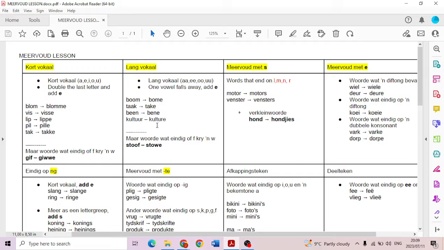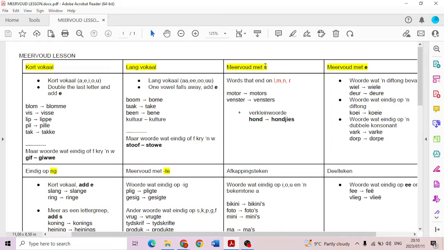In this rule, the same applies with the last part of the word as well. For example, kultuur. It's not like a compounded word, but it has 2 syllables, but you're only going to focus on the uur part and you're going to make the one vowel fall away and add the E at the end. Then this rule also applies here, meaning that if the word ends on an F, in the plural form, it will get a W. So stoof will become stoewe here.